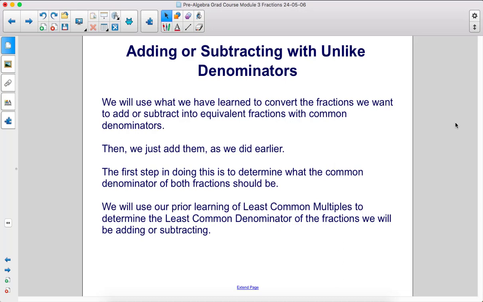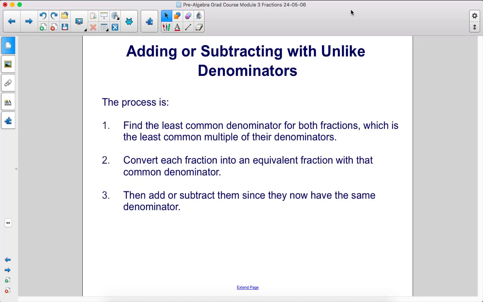We will use what we've learned to convert the fractions we want to add or subtract into equivalent fractions that have common denominators. Then we can just add them like we did earlier. The first step in doing this is to determine what the common denominator of both fractions should be. We will use our prior learning of least common multiples to determine the least common denominator of the fractions we will be adding or subtracting.